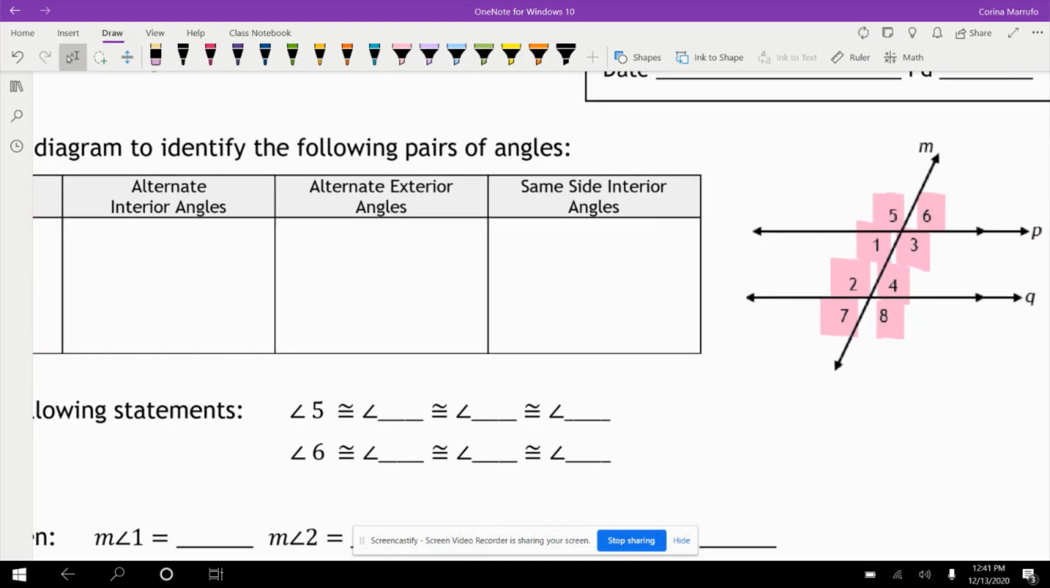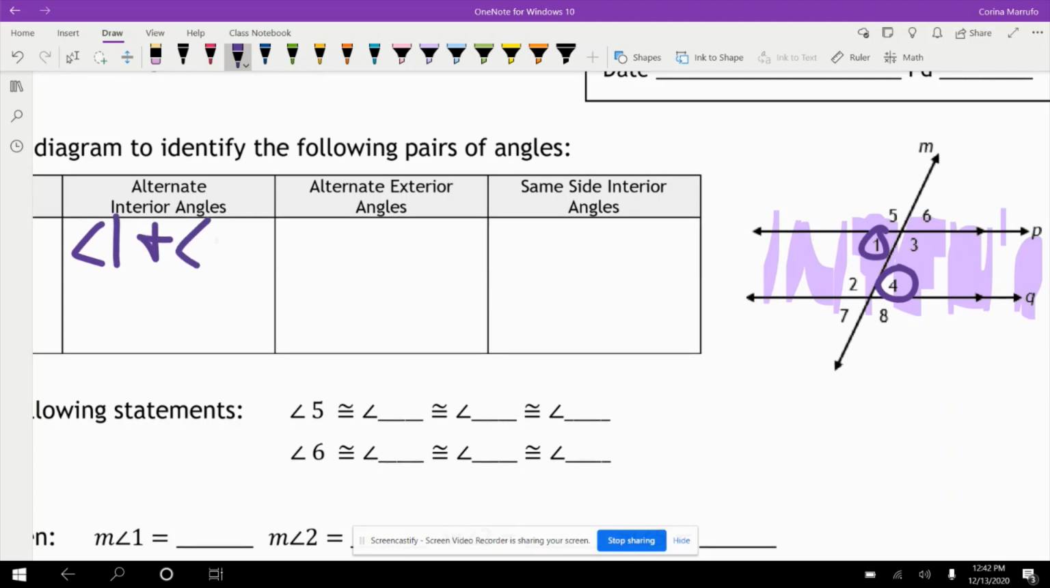Okay, now alternate interior angles. So remember, interior angles is inside your parallel line. So this is considered the interior. Okay, and so your angles that are inside are 1, 3, 2, and 4. So 1 and 4 would be considered alternate interior angles because they're inside the parallel lines, but alternate sides of the transversal. So angle 1 and angle 4. And then angle 2 is alternate to angle 3. So those are called alternate interior angles.